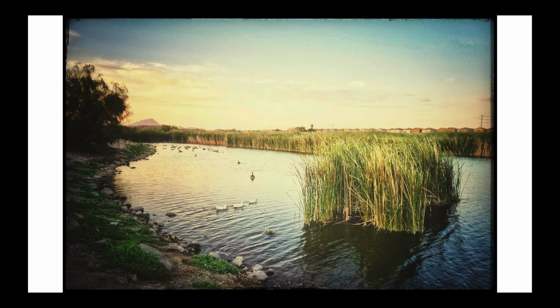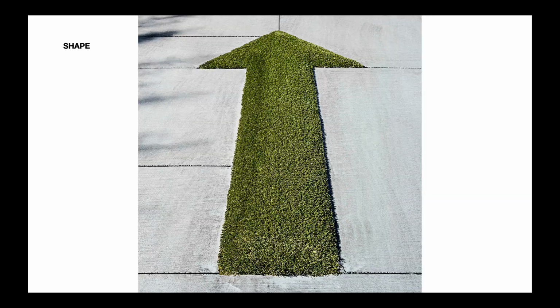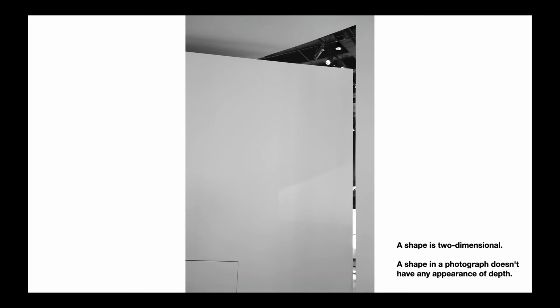So you can find lines in a lot of places. Once you start looking, you're going to see them everywhere. I'm always walking around, lines, lines, lines. So now we start to play with shape. So this is line and shape. It's implied. It's pushing us up towards the top of the frame. And it's also got beautiful texture. Shape is two-dimensional. The shape in a photograph doesn't have any depth.